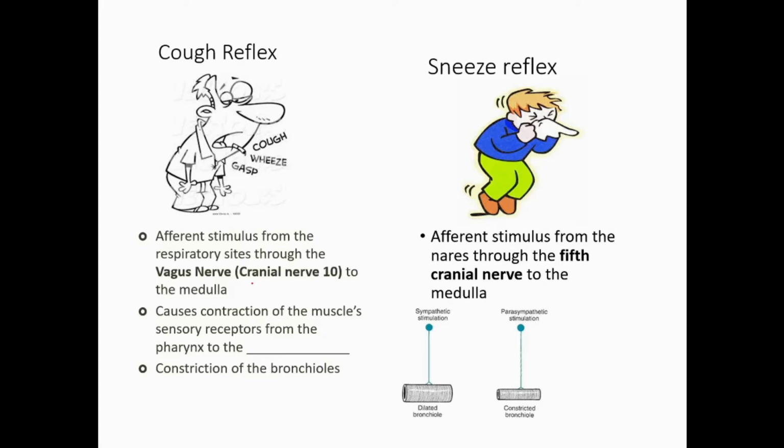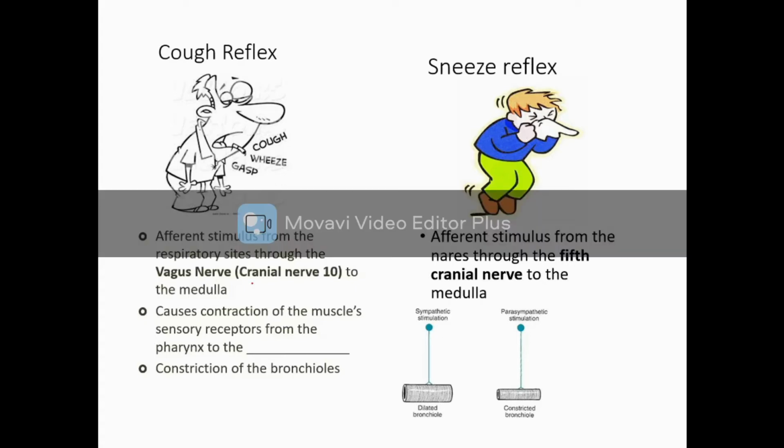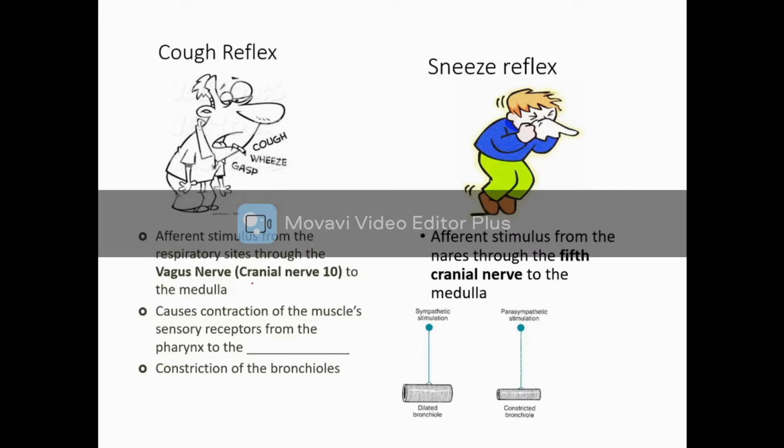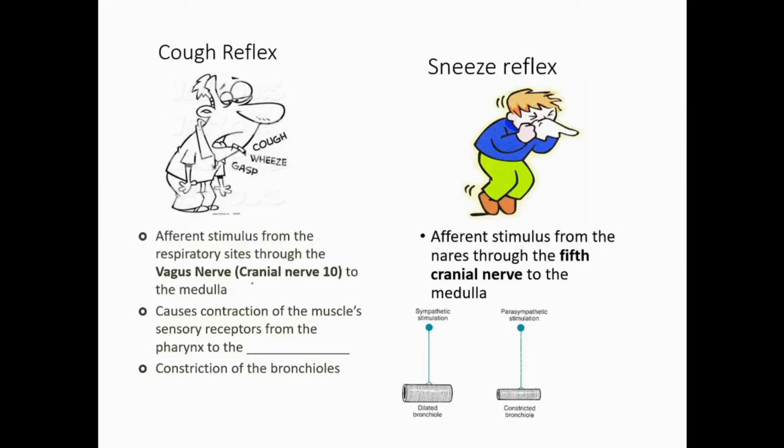So if we think of spinal reflex, we have a nerve that goes to the limb and then comes back to the spinal cord. This is the same thing. This is the vagus nerve, which is a cranial nerve that goes to the lungs, or along the larynx and pharynx and trachea and down into the lungs, and then feeds back to the brainstem, the first part of the spinal cord. This causes contraction of the muscles, sensory receptors from the pharynx all the way down through the lungs, and constriction of the bronchioles. When we constrict the bronchioles, we make it easier for debris to come out. So you get a much stronger exhale with constriction of those bronchioles.